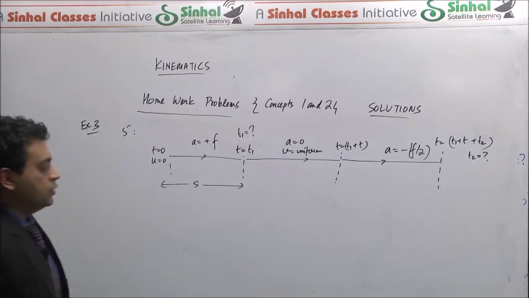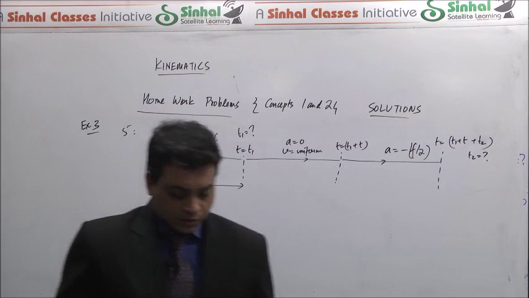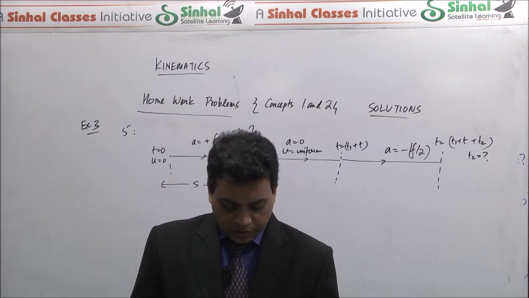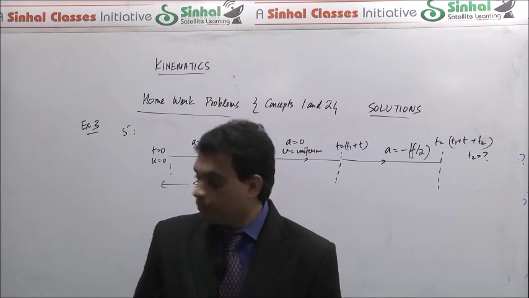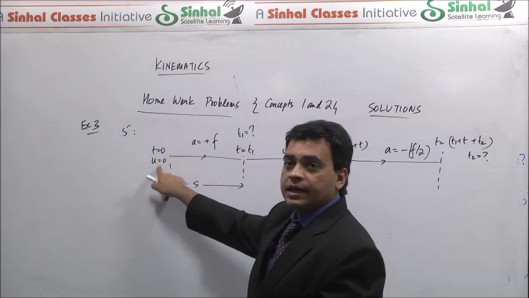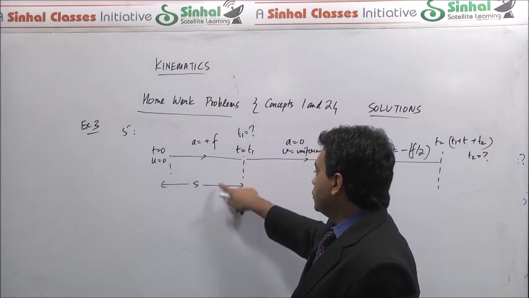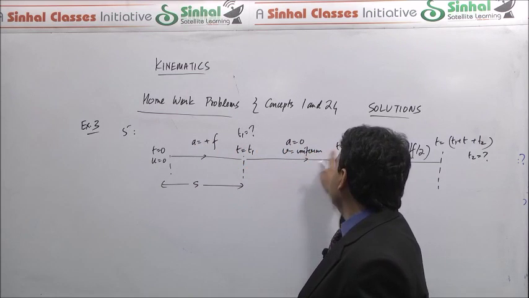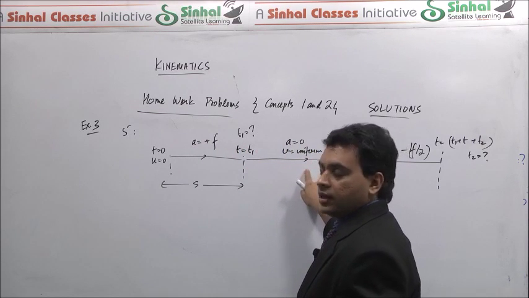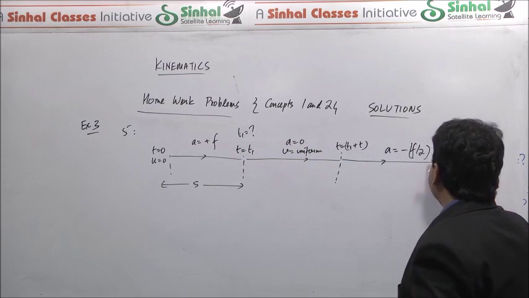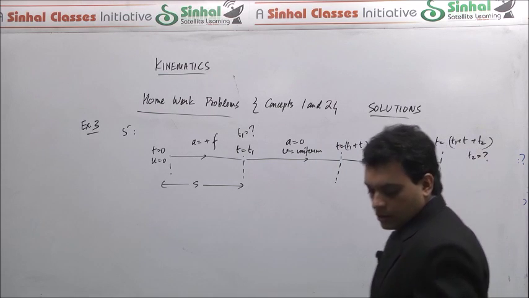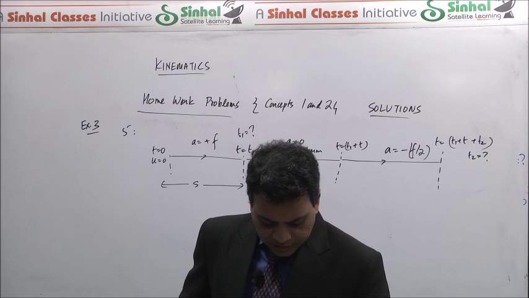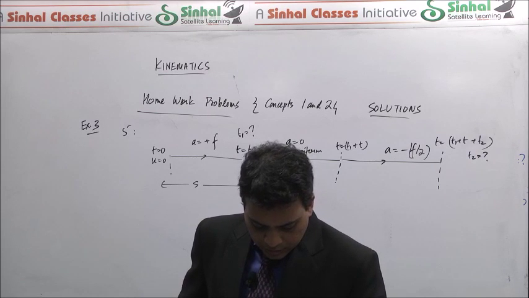Okay, so let's look at it again. As per the statement of the problem, starting from rest, the car accelerates at the rate of f, traveling for a distance s. Thereafter, it travels for an interval of time t with uniform velocity, and thereafter it decelerates at f by 2 till it comes to rest. Now it says that the total distance it travels is 15s.